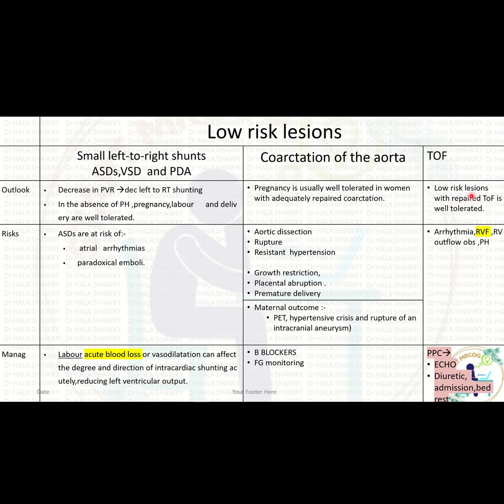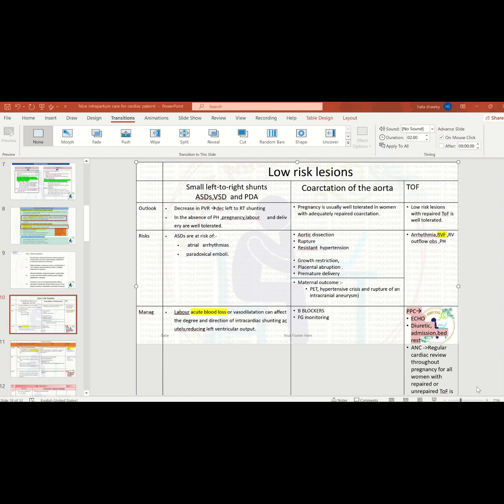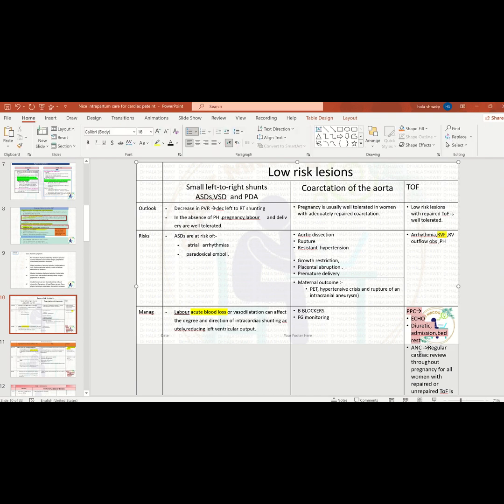In tetralogy of Fallot, a low risk lesion, with repaired tetralogy of Fallot pregnancy will be well tolerated. So in general, in the low risk lesion, we have to reassure her that the pregnancy will be well tolerated with proper care. Arrhythmia, right ventricle failure, right ventricle outflow obstruction, and pulmonary hypertension will be the risks. And in this patient, in the preconceptional care, we have to do echo, give her diuretics, admission, and bed rest. And during the antenatal care, she will need regular cardiac review whether the patient had repaired coarctation, tetralogy of Fallot or not.